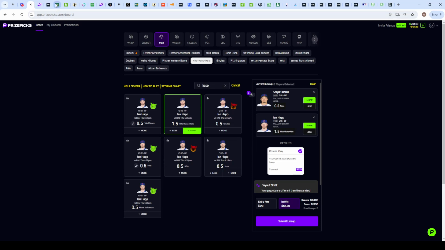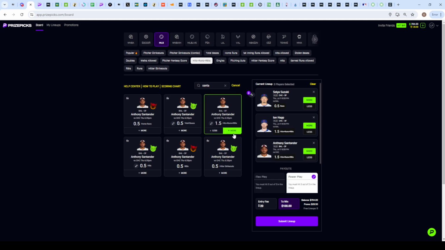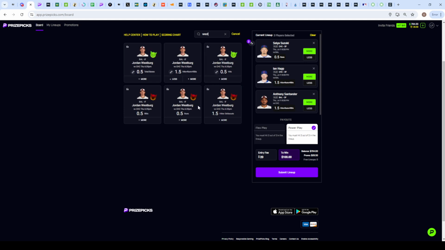So that is going to be the first 2 picks. Now we're going to go over to Baltimore and grab another 2 players. The first one is going to be Santander on his over 1.5 hits plus runs plus RBIs. And we're stacking this up with Westberg on his over 1.5 hits plus runs plus RBIs.